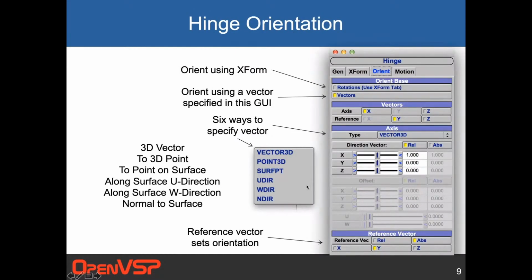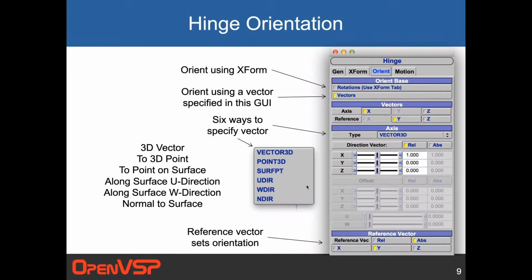There's a lot of ways to specify the hinge orientation. If you just think about a vector in 3D space, you can specify that vector through a set of Euler angles. You can specify it through XYZ components. You can specify it as starting at one point and ending at another point. You can specify it based on a normal vector to a surface, etc., etc., etc.